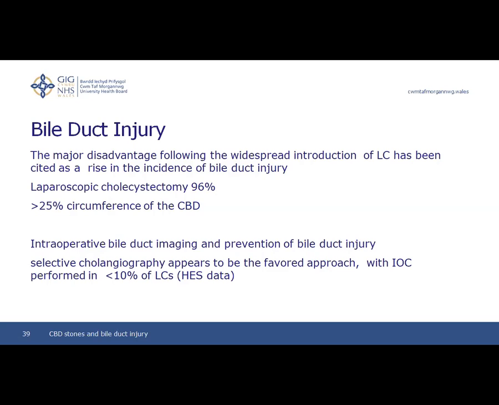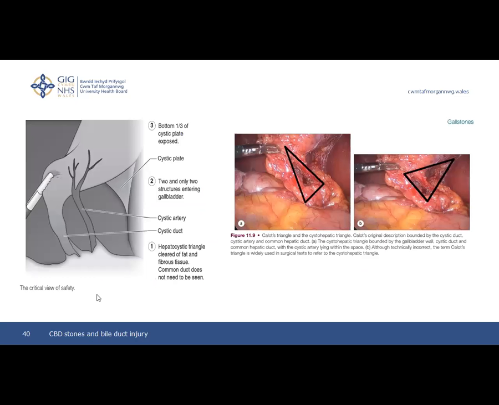And the most important thing is intraoperative bile duct imaging and prevention. Bile duct imaging prevents bile duct injury. Selective cholangiogram appears to be the favored approach, with intraoperative cholangiogram performed in less than 10% of laparoscopic cholecystectomies. As I said earlier, IOC is a bit tedious and costly. It's not a cost-effective approach for avoiding common bile duct injury. So what are the methods to avoid common bile duct injury? There are three things which can be done. The first and foremost important thing is dissecting Calot's triangle, the Calot's triad, and attaining the critical view of safety.